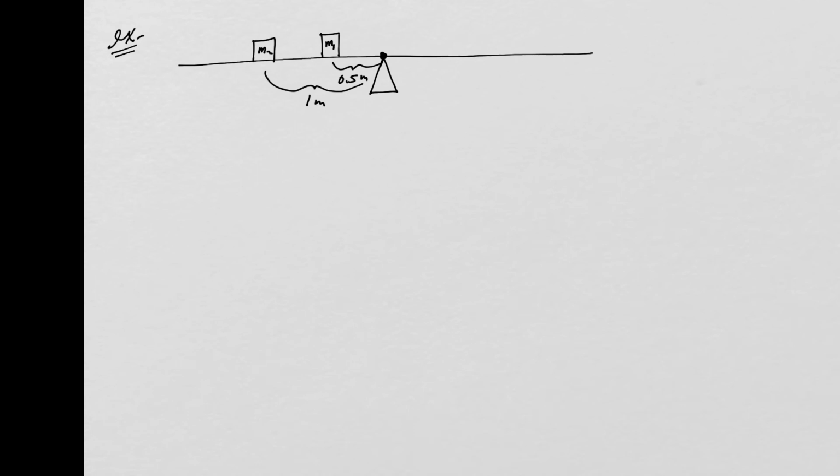And then I have M3 on the other side, and let's say this distance is 1.5 meters. Okay, and let's say we're given M1 is 10 kilograms. Let's say we're given M2 is 20 kilograms. And we're looking for M3. So we want to solve for M3. That's unknown.